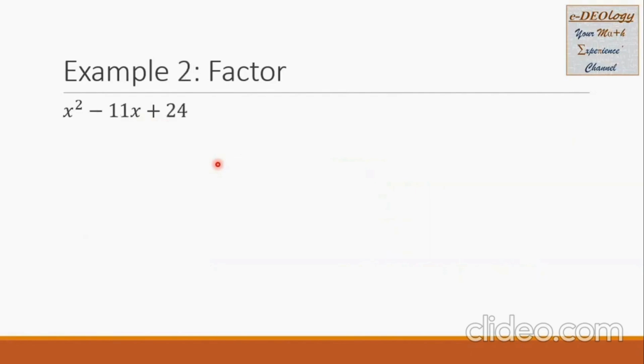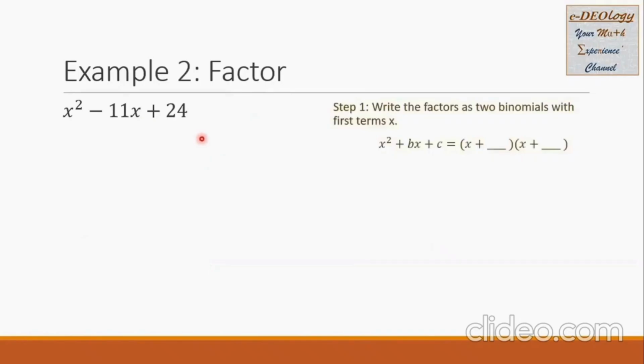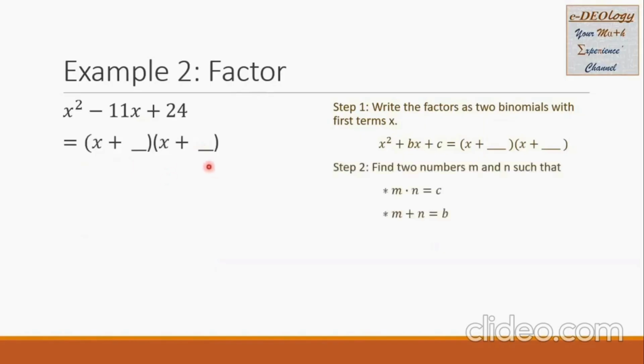Let us have example 2. Factor x squared minus 11x plus 24. Step 1. Let us write the factors as two binomials with first terms x. So (x plus blank) multiplied by (x plus blank). Step 2. Let us now find the two numbers m and n.